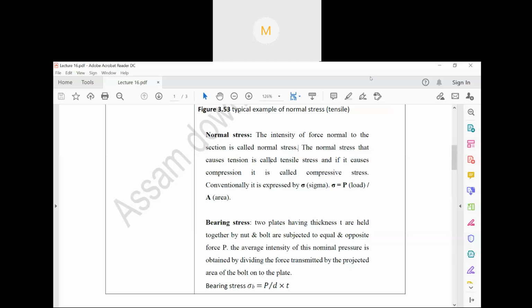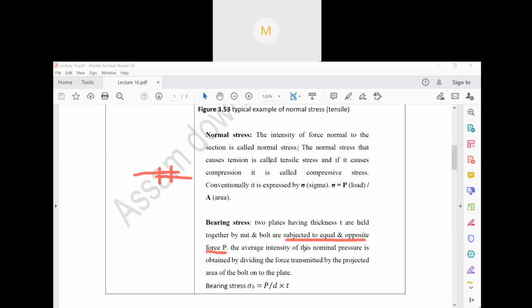Suppose I'm giving an example. Suppose this is one plate, and this is another plate. Now these two plates are being joined by bolts. So here what will happen? They will be subjected to equal and opposite forces. That is P.